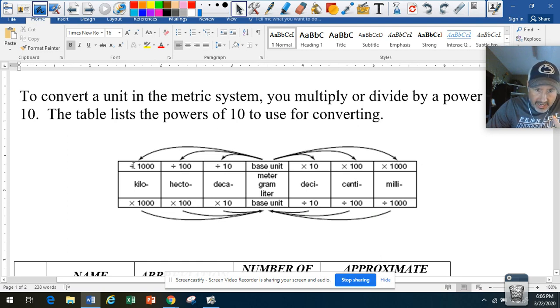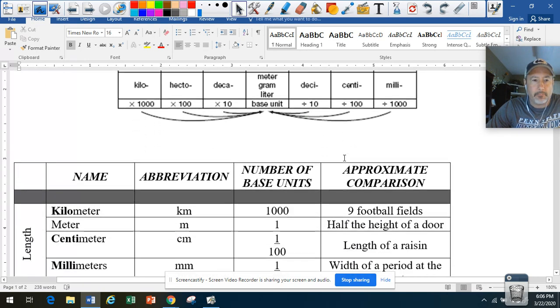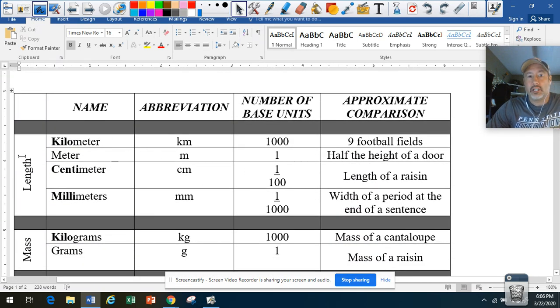Before we explain how we're moving the decimal left and right, let's talk about what we're dealing with when we're dealing with length. Our base unit is our meter. A kilometer, to compare it with the customary, is approximately a mile. Our abbreviation is km. It is 1,000 times the base unit, and its approximate length is about 9 football fields.